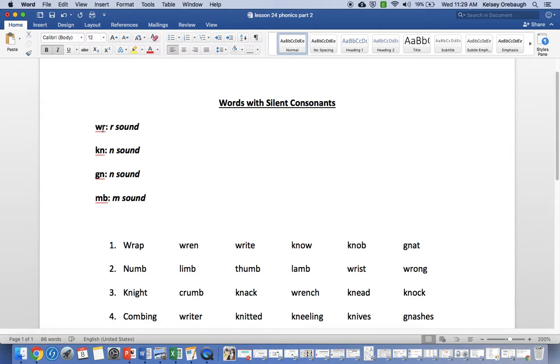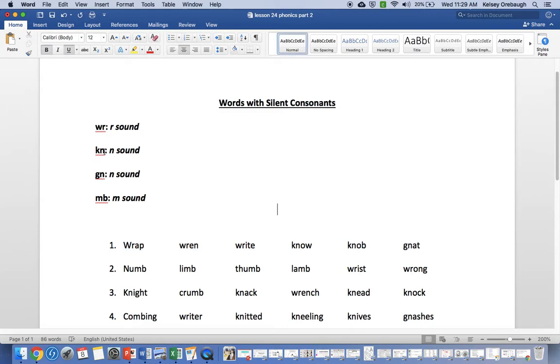WR has the silent consonant in it. That silent consonant is W. W does not make a sound when WR are connected in a word. Instead of hearing the W sound, we only hear the sound made by the R. So when we see words like wrap and wren down below here, we hear the R sound in the beginning. So words that start with WR make the R sound. Wrap, wren, right. Okay?